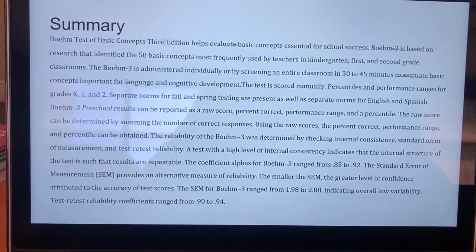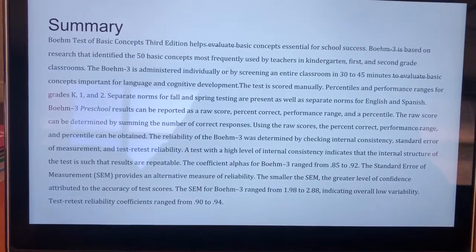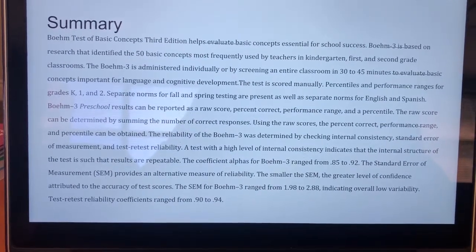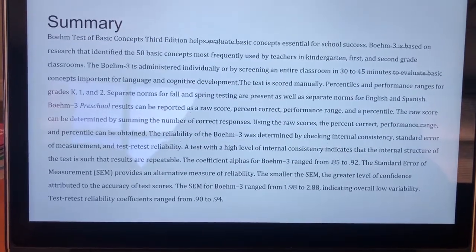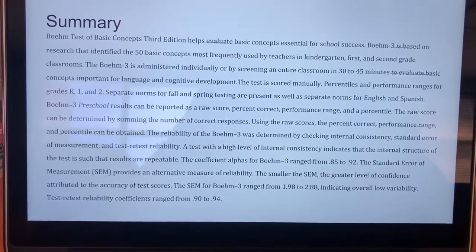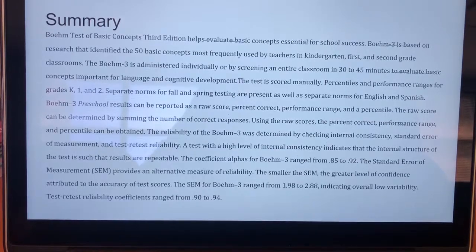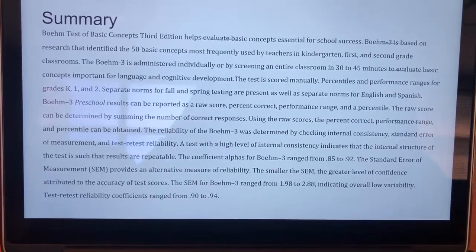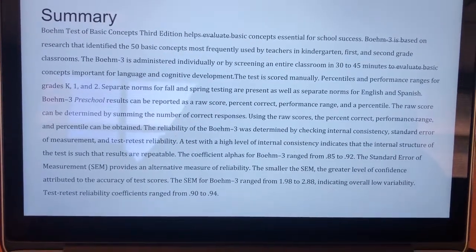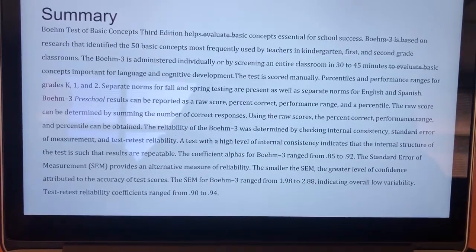The reliability of Boehm 3 was determined by checking internal consistency, standard error of measurement, and test-retest reliability. A test with a high level of internal consistency indicates that the internal structure of the test is such that results are repeatable. The coefficient alphas for Boehm 3 range from 0.85 to 0.92.